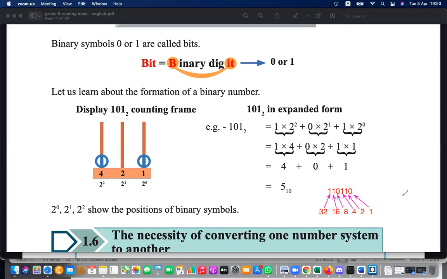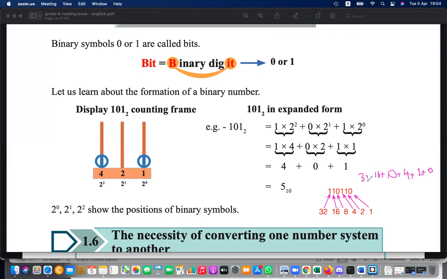1 into 0 is 0. No need to add that. It is 0. 2 into 1 is 2. You can add that. 4 into 1 is 4. You can add that as well. 8 into 0 is 0. No need to add that. 16 into 1 is 16. 32 into 1 is 32.